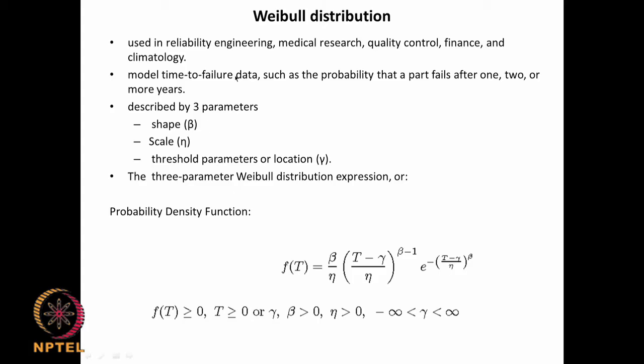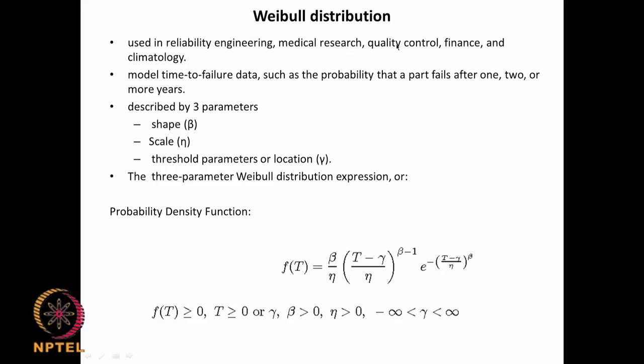That is very important, because nowadays a lot of biomaterials are implanted into the body. One needs to know how long it will last. Will it last for hours, weeks, months, years? What is the probability associated with that? Okay. So, it is extremely useful, the Weibull distribution, used in medical research, quality control.